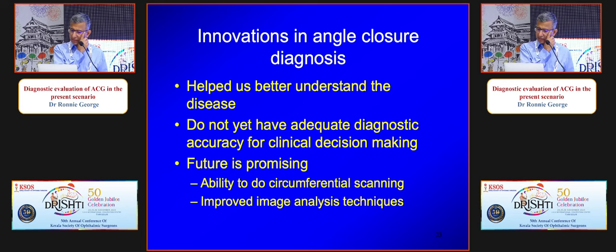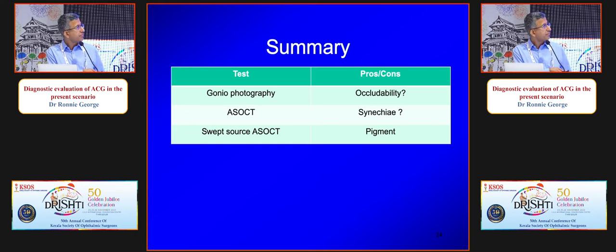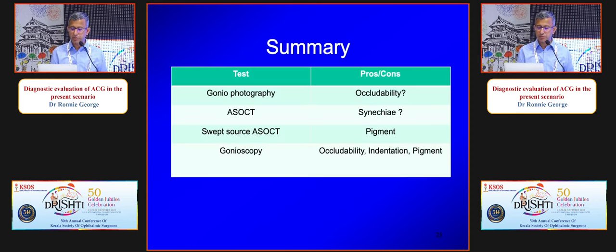So the innovations in angle closure have helped us to better understand the disease, but they don't really have adequate diagnostic accuracy for us to use them for detecting angle closure glaucoma. Improvements in circumferential scanning will provide help. To summarize, right now with gonio photographs, we don't know about occludability, and light is an issue. With ASOCT, we don't know about synechiae, and that becomes a problem. And with the swept source ASOCT, we don't know about pigment. So even today, gonioscopy, because you can still get information on occludability, indentation, and pigment, is still the gold standard for how we manage angle closure.